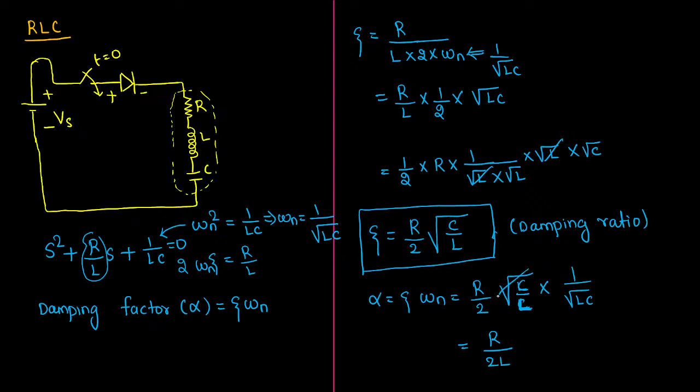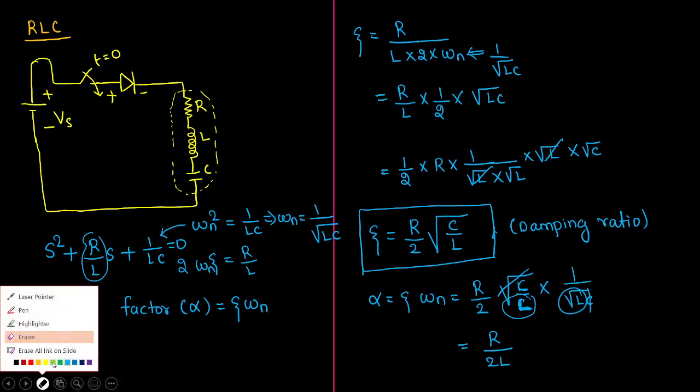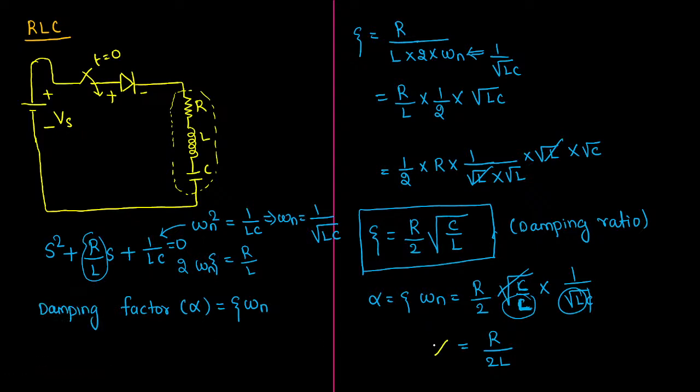Are you getting me? In the numerator, root C is there, one root C gets cancelled. In the denominator, root L into root L will become L again. So the damping factor alpha will become R by 2L. This question will be repeatedly asked in your examination.